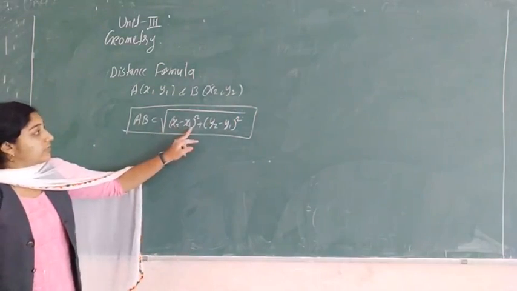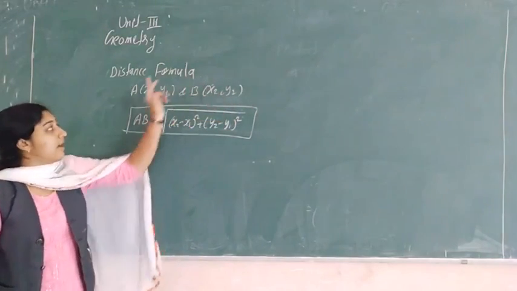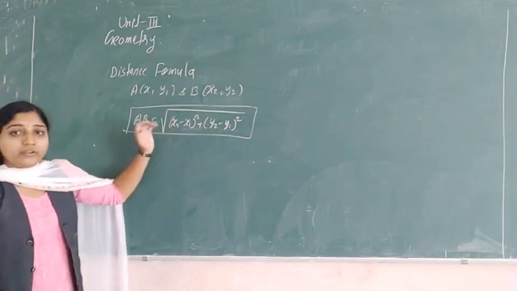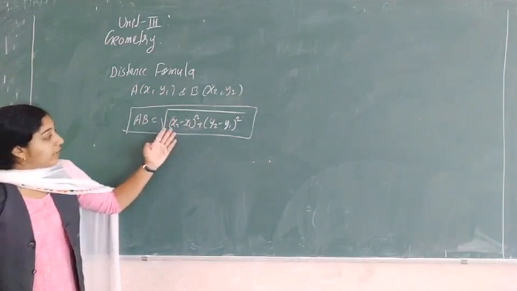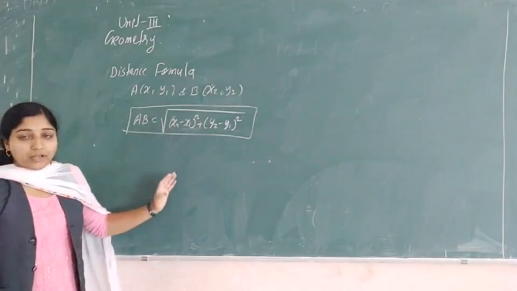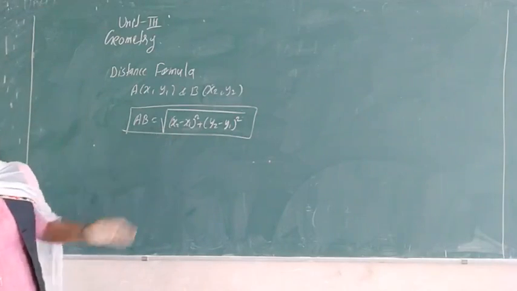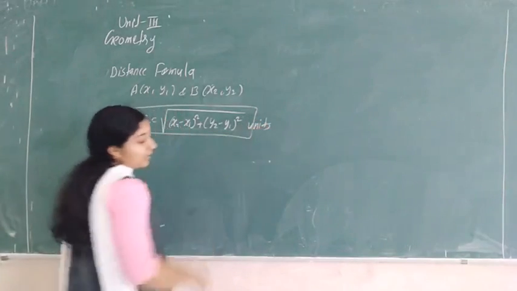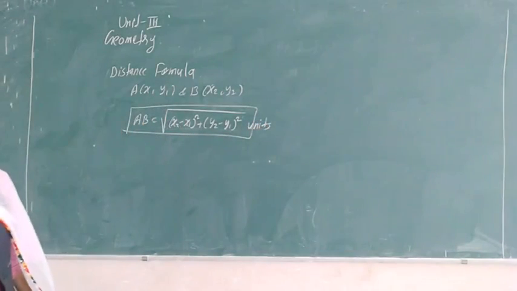What are x2 and x1? Here it is given. This is x2, this is y2, this is x1, this is y1. Write down the corresponding values, solve this, do the addition and subtraction, take the square root, and you will get the distance. But we have to measure this distance in units, so don't forget to write the units. If they ask for the distance, we have to write the units.